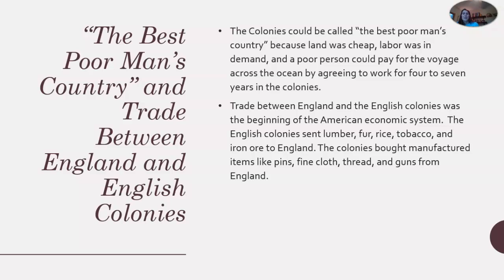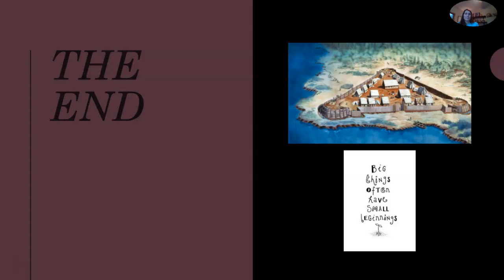The best poor man's country and trade between England and the English colonies. The colonies could be called the best poor man's country because land was cheap, labor was in demand, and a poor person could pay for the voyage across the ocean by agreeing to work for 4 to 7 years in the colonies. Trade between England and the English colonies was the beginning of the American economic system. The English colonies sent lumber, fur, rice, tobacco, and iron ore to England. The colonies bought manufactured items like pins, fine cloth, thread, and guns from England.